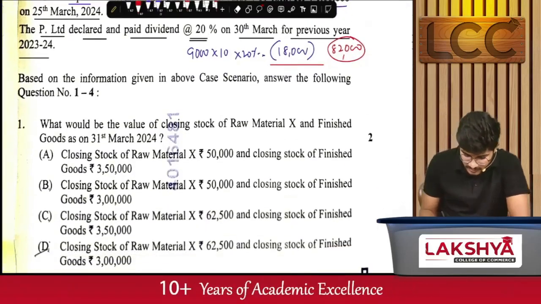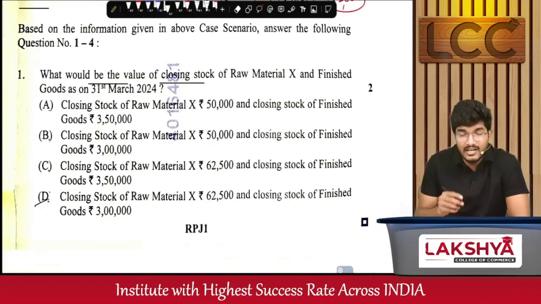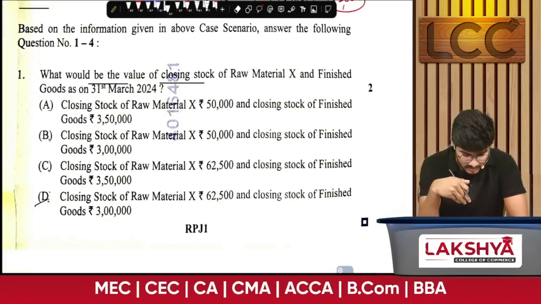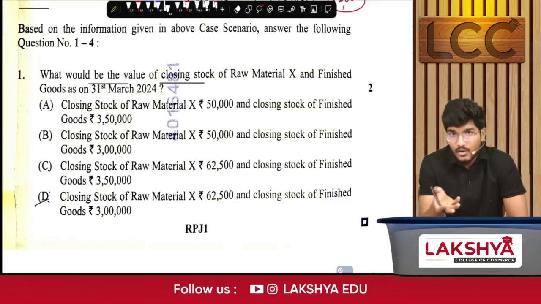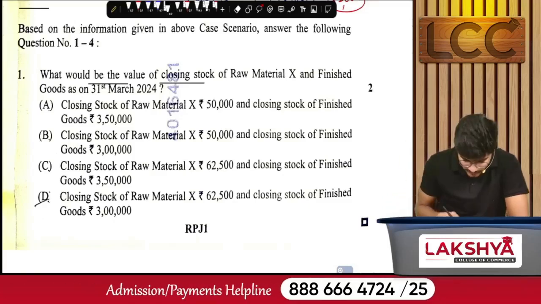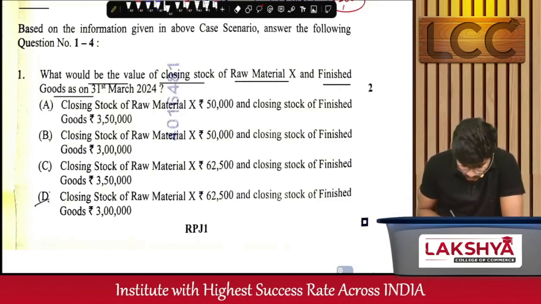Now coming to the questions part. What would be the value of closing stock? Well, these are the answers selected by the student. Now we are discussing the correct answers. That marked answer may be correct or wrong. We don't know, right? Now we should select the correct answer by solving the question. What would be the value of closing stock of raw material X and finished good?